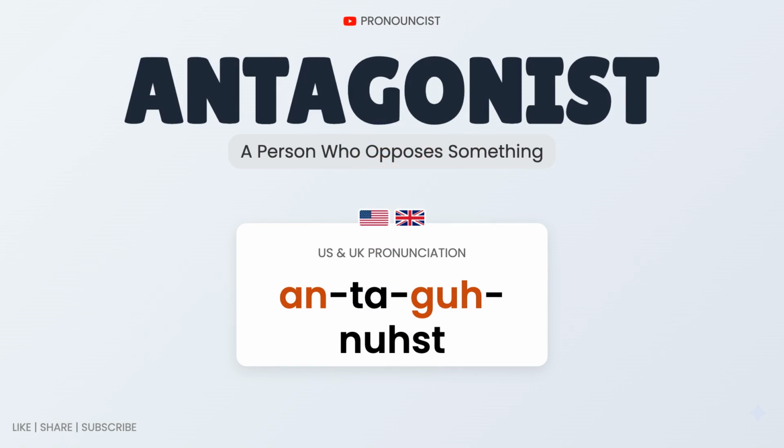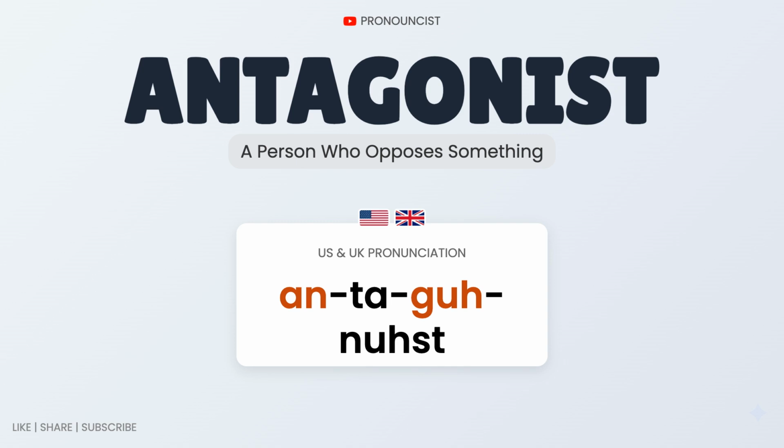Today we will learn how to pronounce the word shown on the screen, antagonist. Both US and UK have the same pronunciation of this word. Stress t. Keep g soft and end with nust clearly.